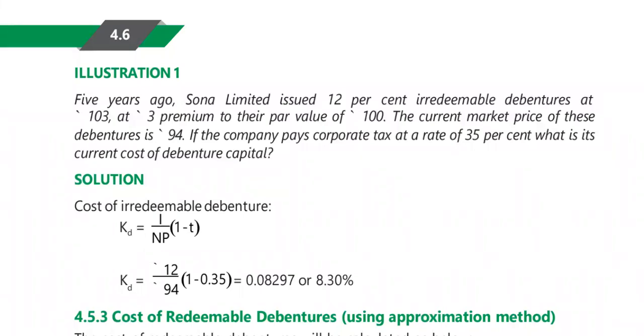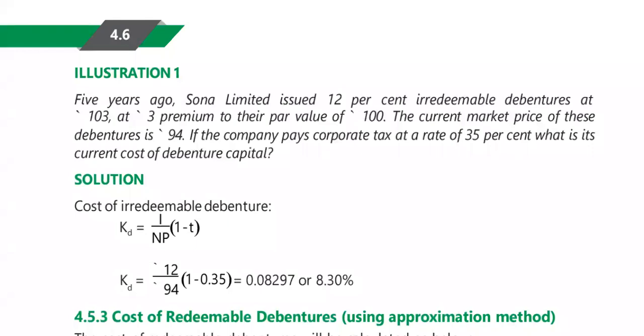We need to calculate the cost of debt. The formula is KD equal to I divided by NP into bracket 1 minus T, where KD is cost of debt. Interest is already given, that is 12%, divided by NP. We don't have to take 103 or 100, because 100 is the par face value and 103 is the issue price with premium. NP stands for market price or net proceeds.